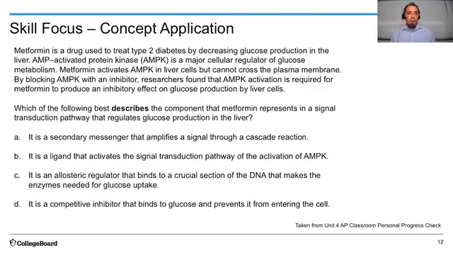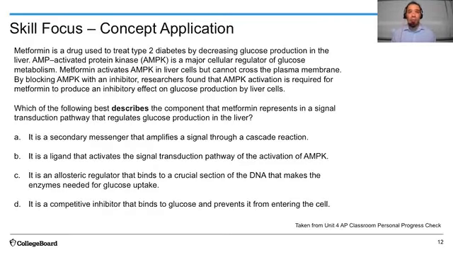Metformin is a drug used to treat type 2 diabetes by decreasing glucose production in the liver. AMP-activated protein kinase, AMPK, is a major cellular regulator of glucose metabolism. Metformin activates AMPK in liver cells but cannot cross the plasma membrane. By blocking AMPK with an inhibitor, researchers found that AMPK activation is required for metformin to produce an inhibitory effect on glucose production by liver cells. A lot to read there.